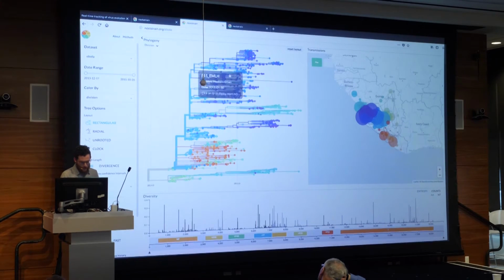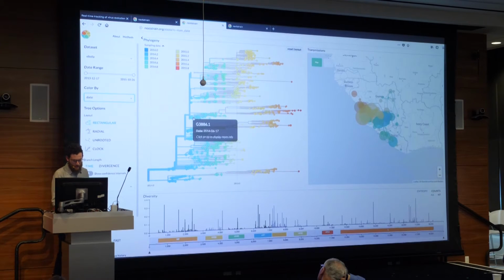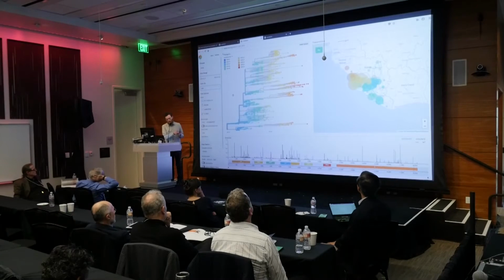We've tied this all together, so if we change the coloring, we can look at, say, date, and in this case you can see very clearly that earlier viruses are here in Gekadu, and then later viruses are occurring in this other region here.